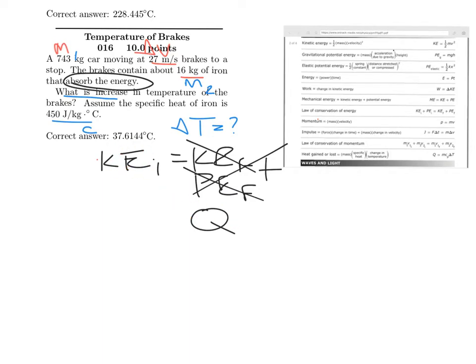That's the only way that it gets done. It's the only way that you're able to stop a vehicle. So we essentially have that our kinetic energy is equal to our heat. And what is our equation for kinetic energy? 1/2 m, and which object was moving? Was it the brakes or was it the car? It's the car, right? So that's 1/2 m1 times the velocity of the car squared.